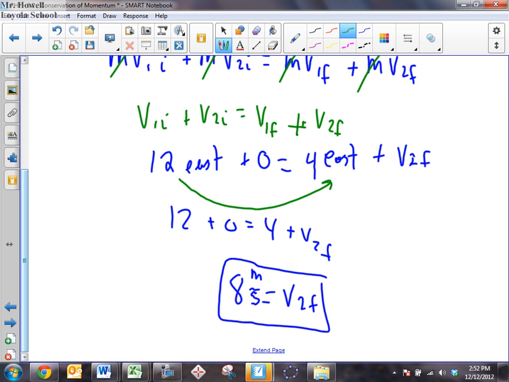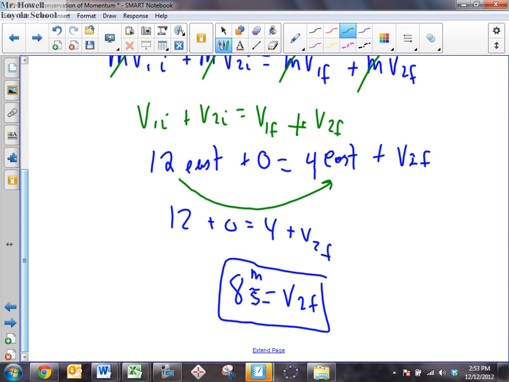In the last example, think back. The one object lost 10 meters per second, the hockey stick. The hockey puck gained 80 meters per second. They were different numbers because the masses were different. But when the masses are the same, like this example here, the amount of velocity the first object loses is equal to the amount of velocity the second object gains, which is exactly how Newton's cradle worked.